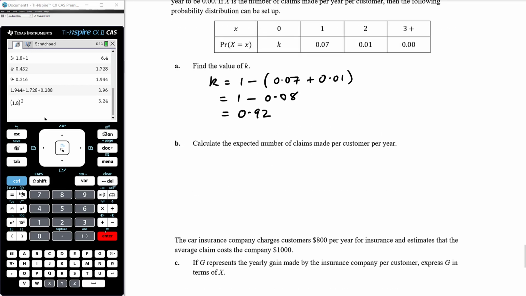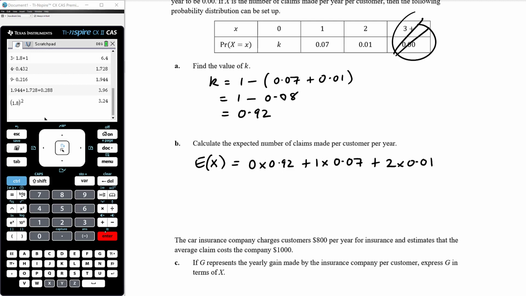Okay. Calculate the expected number of claims made per customer per year. So expected value of x, which is the number of claims per customer per year, is going to be 0 times 0.92 plus 1 times 0.07 plus 2 times 0.01. And again, we can essentially ignore that. Okay, so what have we got? 0 plus 0.07 plus 0.02, so 0.09. So the expected number of claims per customer per year is 0.09.